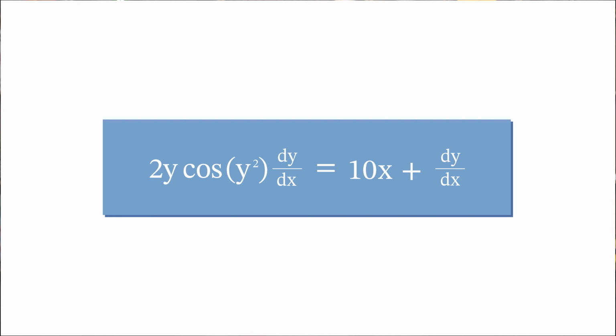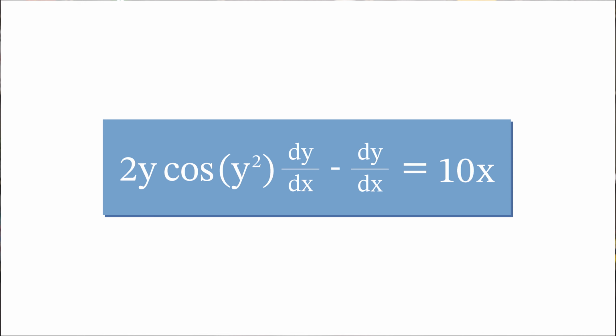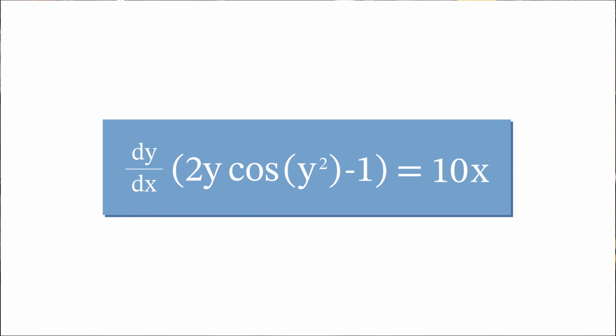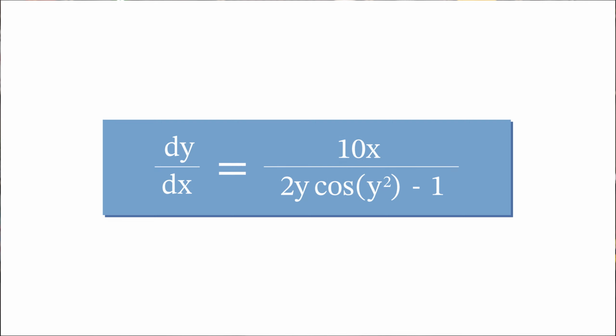The final step is, once again, to solve for dy dx. To do this, let's move dy dx from the right side to the left side by subtracting it from both sides. Then we can factor out dy dx from the terms on the left side. Dividing both sides by 2y times cosine of y squared minus 1, we get the solution.